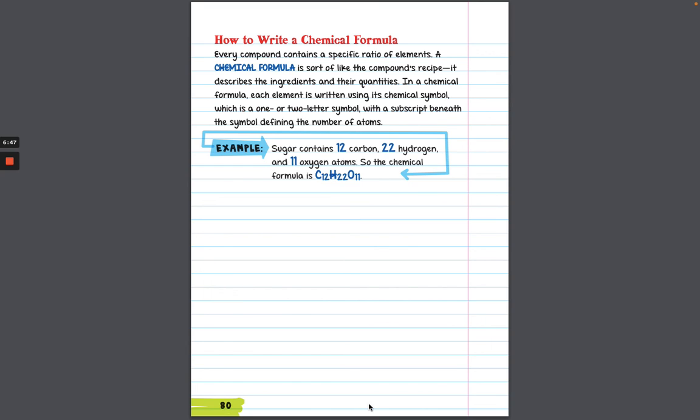Each compound contains a specific ratio of elements. A chemical formula is sort of like the compound's recipe. It describes the ingredients and their quantities. In a chemical formula, each element is written using its chemical symbol, which is a 1 or 2 letter symbol with a subscript beneath the symbol defining the number of atoms. For example, sugar contains 12 carbon, 22 hydrogen, and 11 oxygen atoms. So the chemical formula is C12H22O11. There you go.